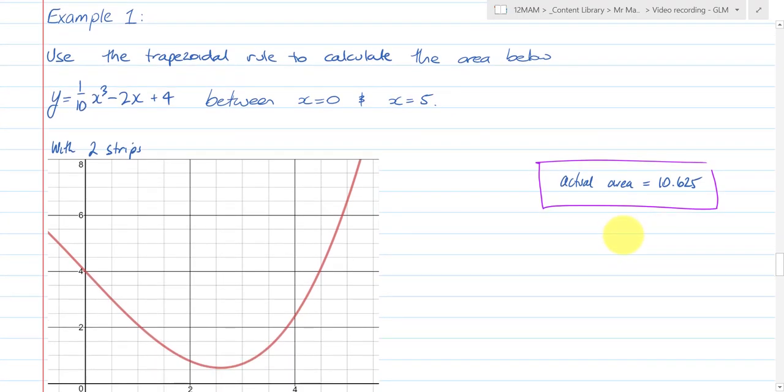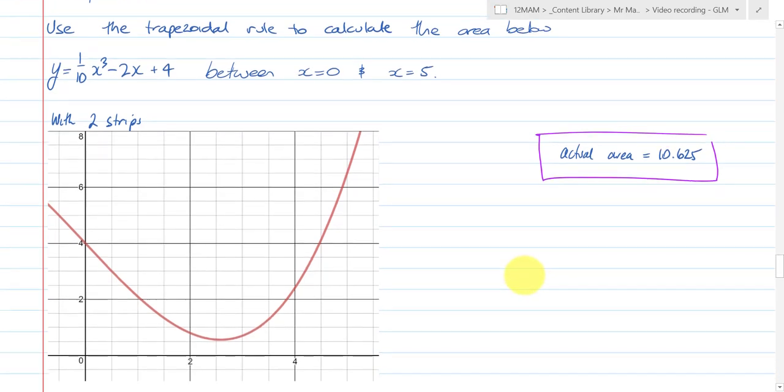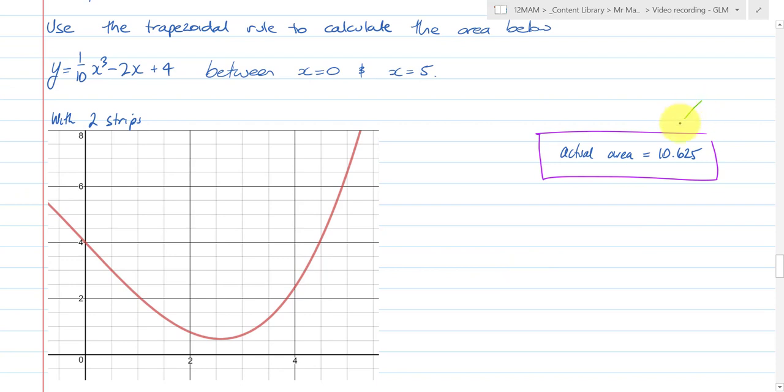Use the trapezoidal rule to calculate the area below y equals a 10th x cubed minus 2x plus 4 between 0 and 5 with 2 strips. And there's the actual area, units squared. So let's do this, and I'll do it in purple. We want 2 strips. That means that between 0 and 5, so 0 has this height, 5 has this height, we just want to split it up into halves. So we get that bit there. So we have this height, and we have this height, and we have, my apologies, that's at 2.5. That's the center.